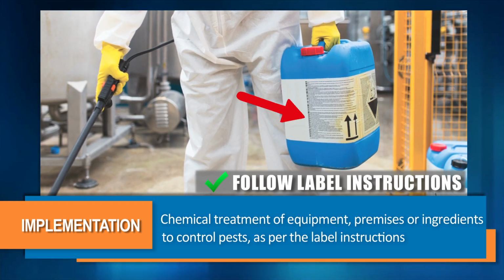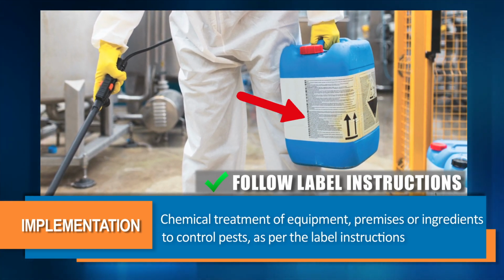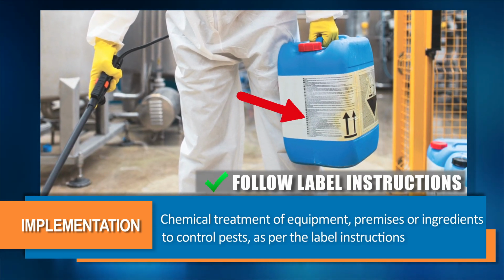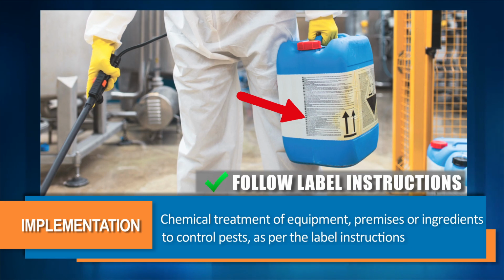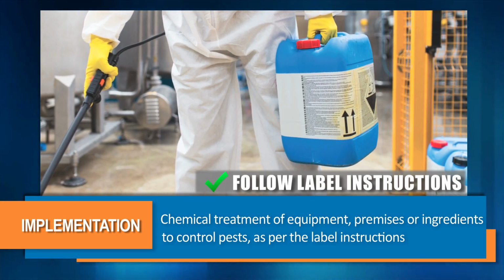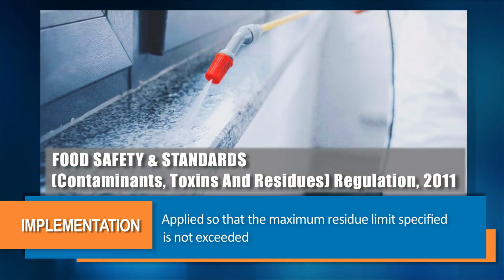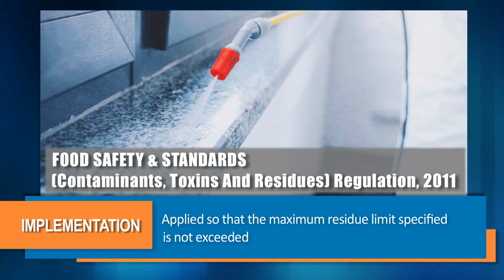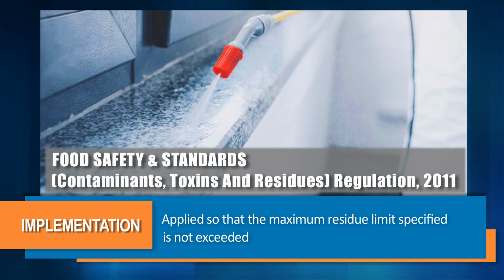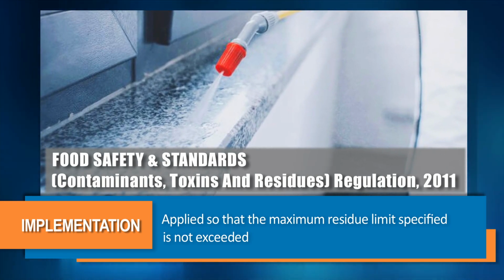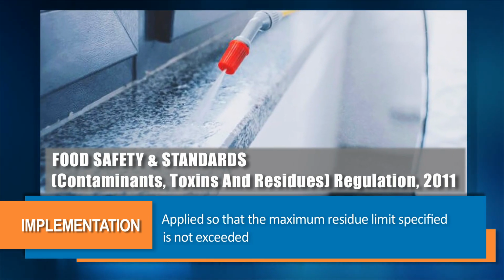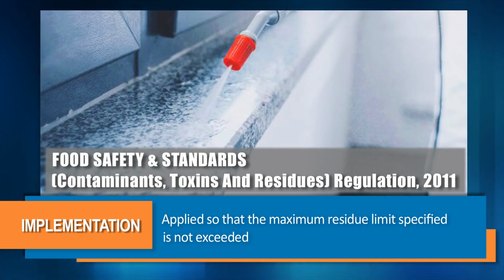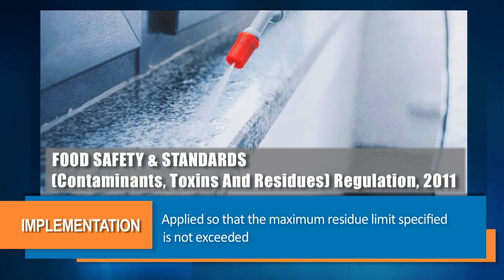Chemical treatment of equipment, premises, or ingredient to control pests should be done as per the label instructions. They should also be applied so that the maximum residue limits specified in the Food Safety and Standards, Contaminants, Toxins and Residues Regulation 2011 is not exceeded.